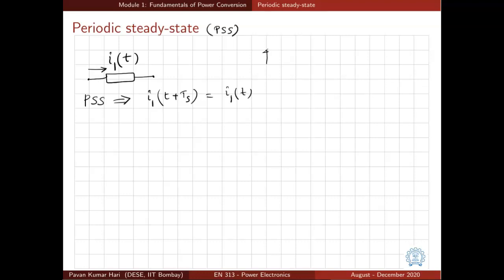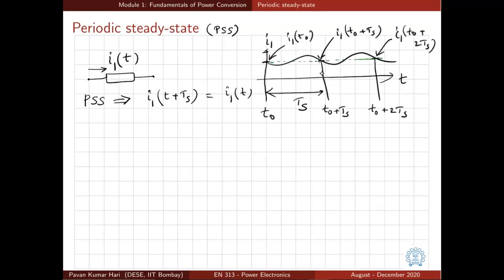That means if this is the current waveform under periodic steady state, I1 is the current waveform versus time. I1 will have the same value after every period. So if this is I1 of t naught, this will be I1 of t naught plus Ts, and this is I1 of t naught plus 2Ts, and all of them will have the same value.